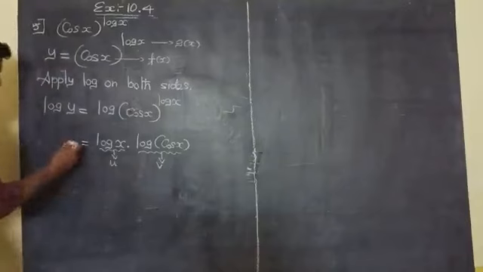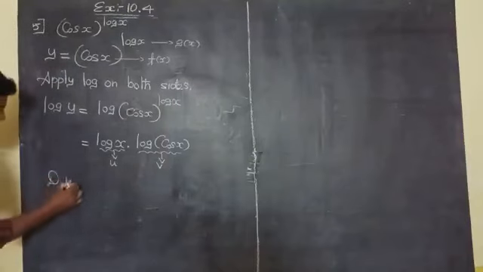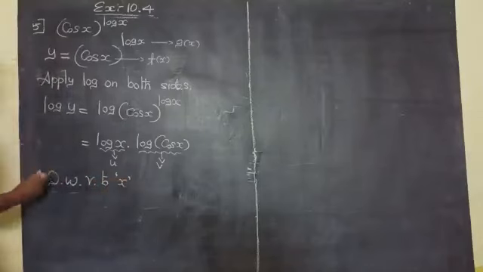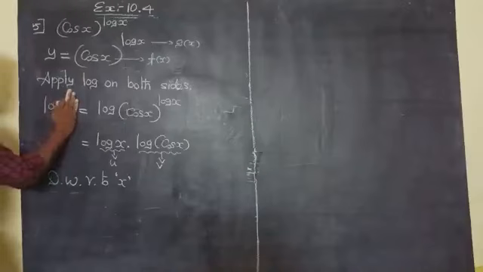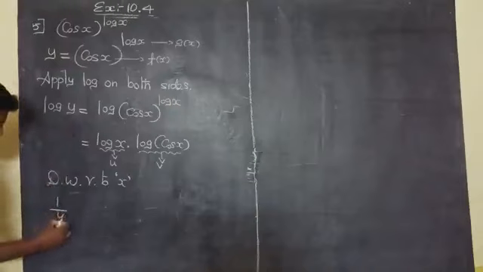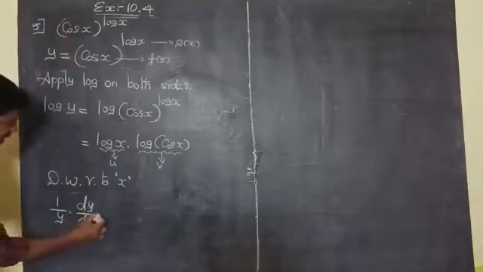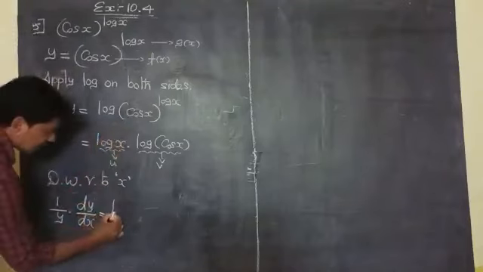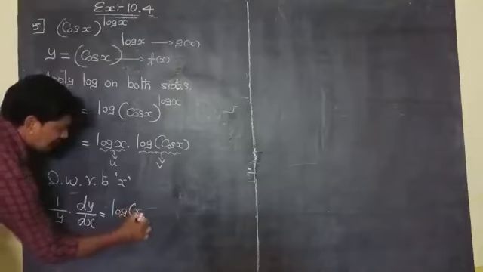Now differentiation with respect to x. In the left hand side, assume that this is x. Log x means 1 by x. Similarly, by the same process, log y means 1 by y into dy divided by dx, which is equal to, now hide the function log x.